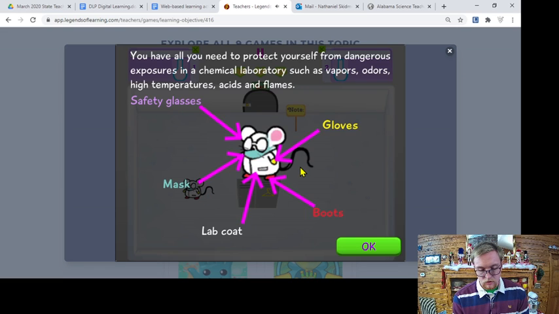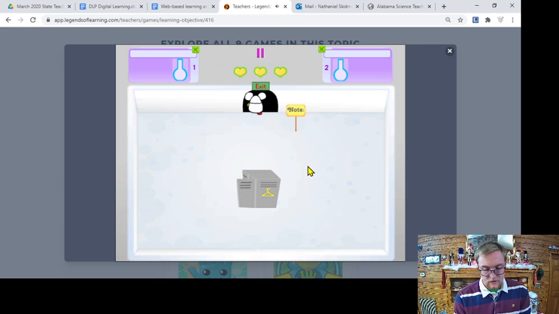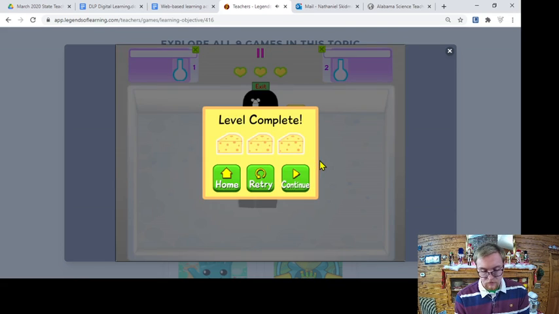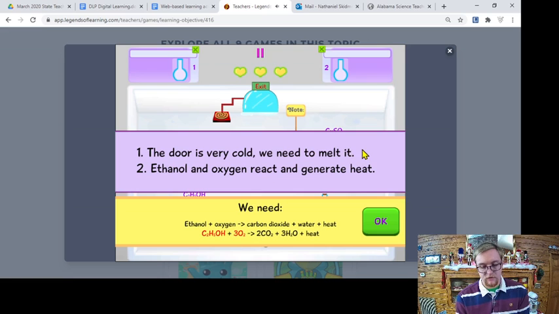So now that we're all dressed up and we got all of our proper laboratory safety gear on, we can go to the exit. We can get into our first level here where we're looking at different chemicals. So this is the first of the 2 levels we're going to be going through. So the door is very cold and we need to melt it.